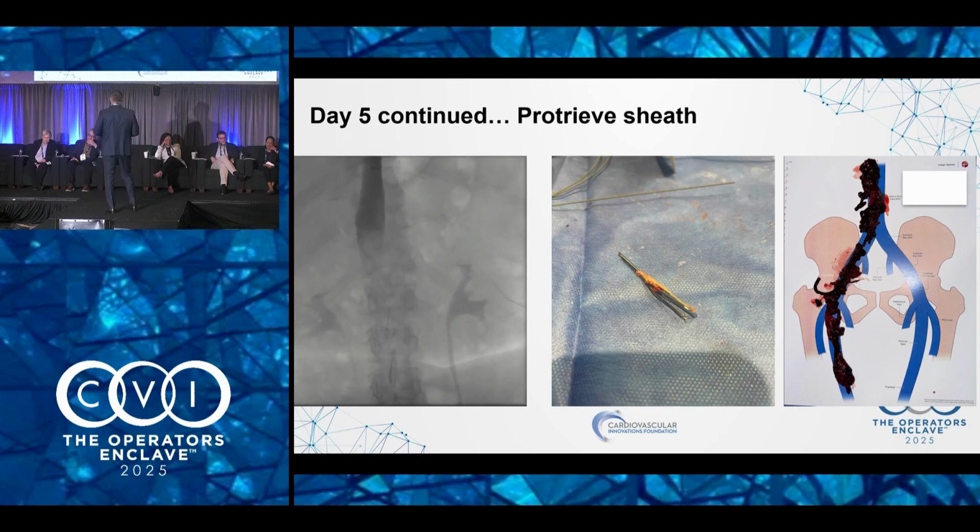Unfortunately, I did not save the IVC filter retrieval, but I did put a Protrieve because you have to protect from any PE during those procedures. So I did put a Protrieve sheath, and through the Protrieve, I put in another 18-French sheath and went down, and I was able to snare that filter that you see here, and I was able to take it out. This is the amount of clot I got from the right side and from the IVC itself.